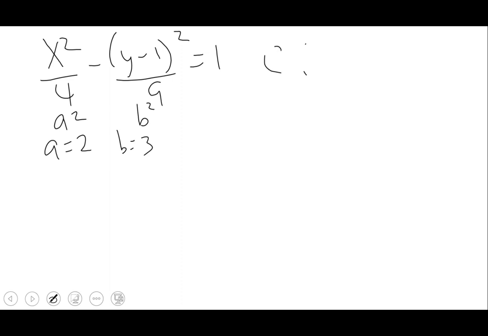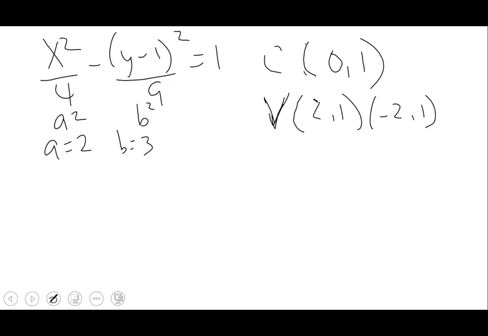The center of this hyperbola is going to be 0, 1. The vertices have to be a units in the direction that it's opening. So to the left and to the right, 2 units. That's going to give me vertices of 2, 1 and negative 2, 1. And again, feel free to use a plus or minus when it's appropriate.